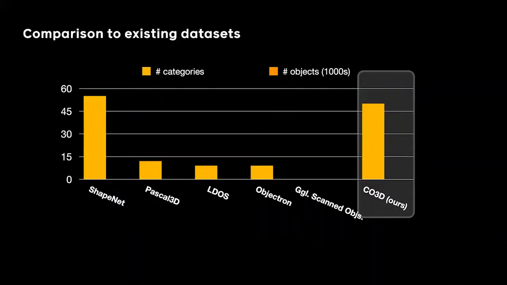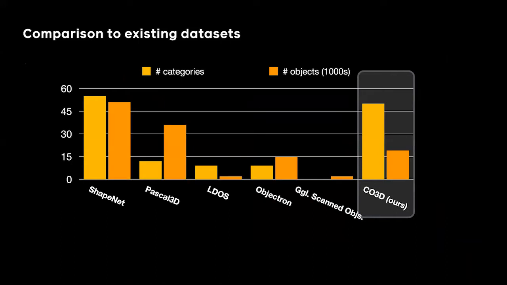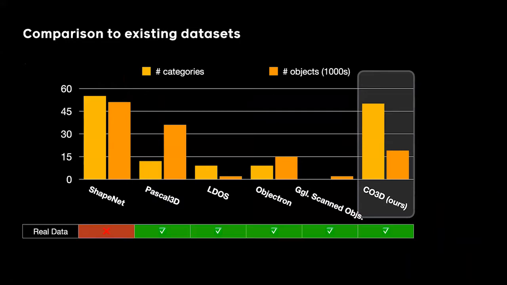So this is a comparison of our data set compared to what's out there already available to you. What you see here on this graph is a summary of how many categories there are in these data sets and how many objects there are in these data sets, so object instances. All right, so for example, on the left, you see that ShapeNet is very rich. It has many categories and many instances per category. But of course, it's synthetic data, so it's not real. Other data sets might have real images in them, but they don't have as much variety as we offer with the Common Objects in 3D.